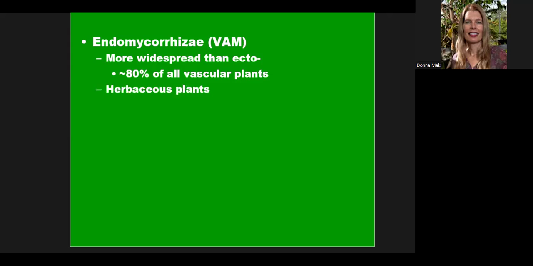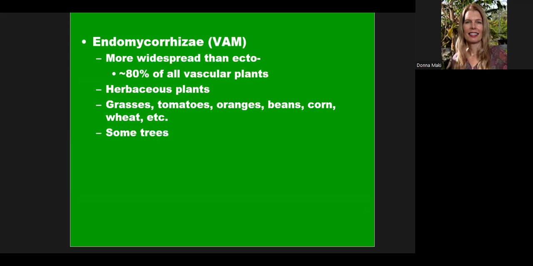So most of the herbaceous plants that you see, pea plants, tomatoes, corn, a lot of eggplants will have this relationship. Your wildflowers in your yard, the grasses in your yard. So lots and lots of plants have the endo fungi hanging out with them.